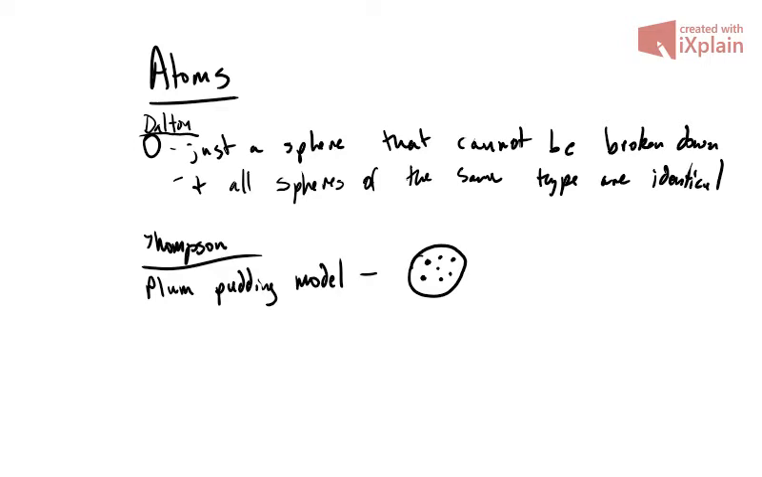Obviously that is not exactly correct. The positive charge is not just throughout the atom. It is condensed, and that's where Rutherford came in.